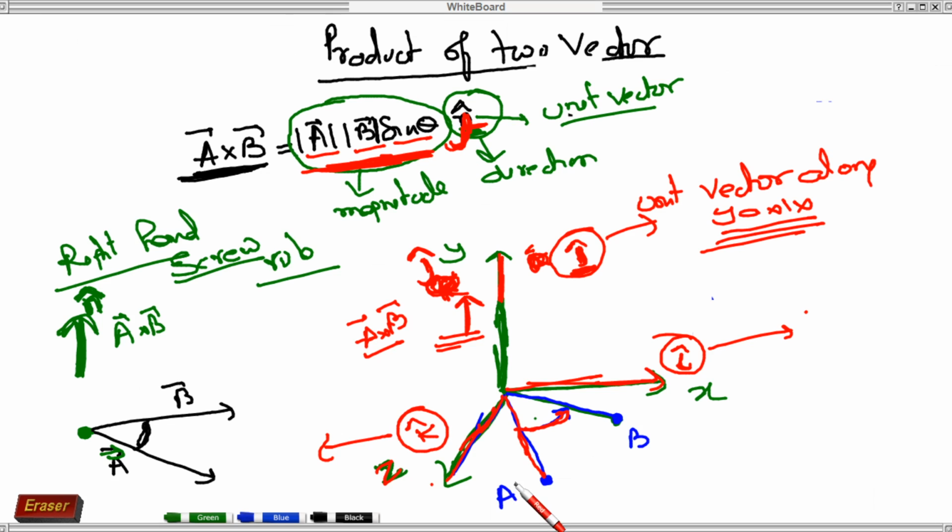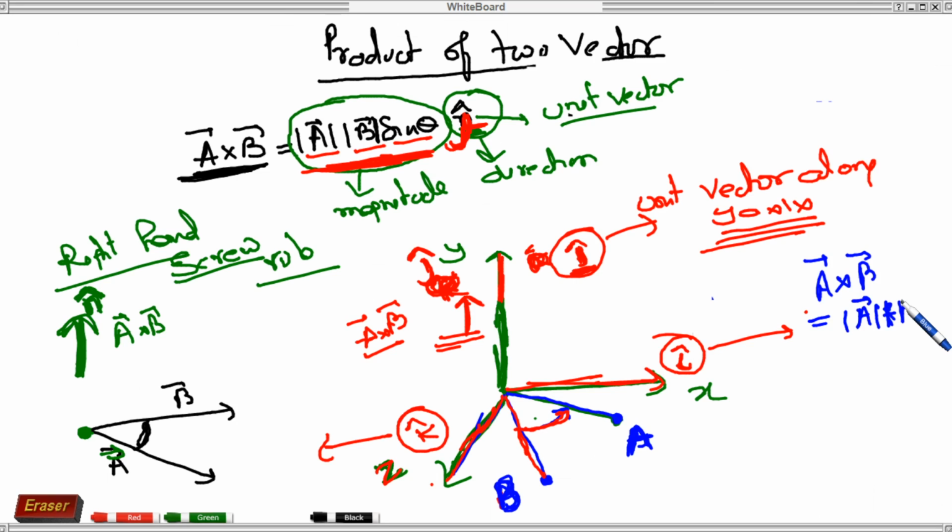Now suppose this is B, and this one is A. Now what will be A cross B? It will be the same, modulus of A, modulus of B sine theta, and a unit vector found with the help of rotating your fingers from A to B.